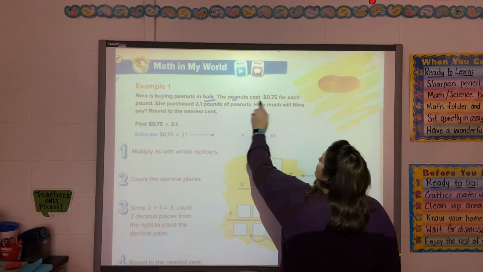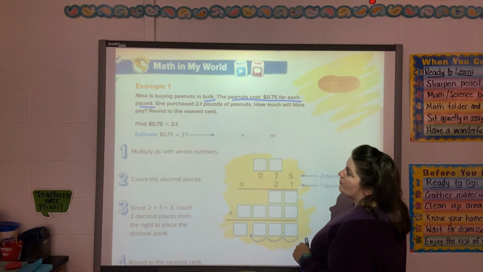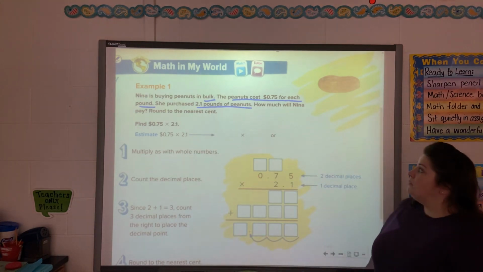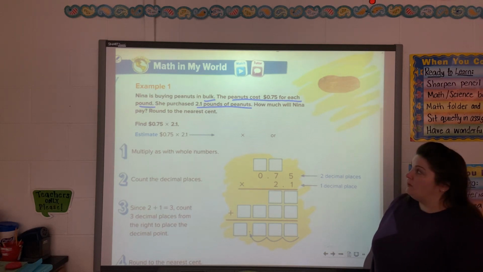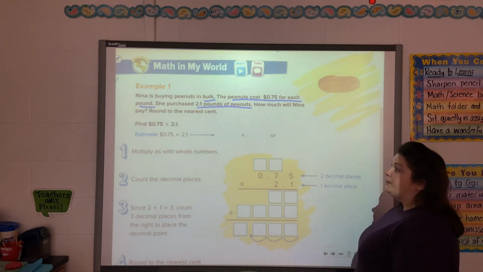The peanuts cost 75 cents for each pound, and she purchased 2 1/10 pounds of the peanuts. So what are we asked to find? How much she pays. We're going to round to the nearest cent, or penny, or hundredths place.